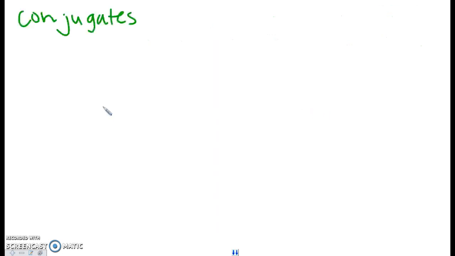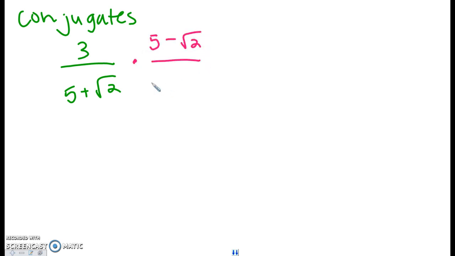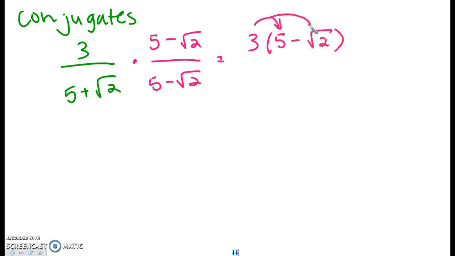Okay? Where rationalizing the denominator comes in really handy is when we want to do conjugates. So let's say I have 3 over 5 plus radical 2. Well, I can't just multiply by radical 2 because it's being added to the 5. So what I'm going to do instead is multiply by the conjugate, which is kind of the opposite. So I'd take 5 minus radical 2 and multiply it on top and bottom. And how this is going to work is on top you're just going to go ahead and distribute the 3 to all these different things.